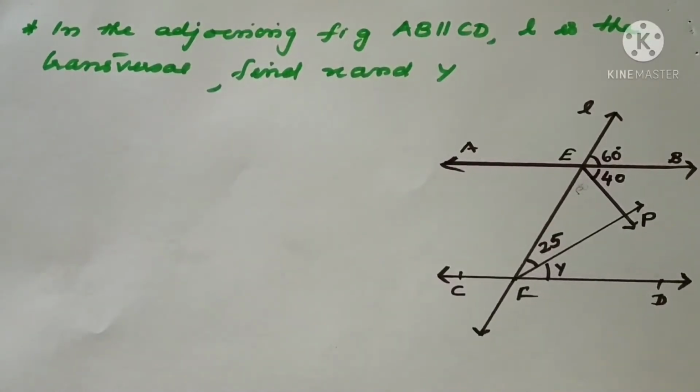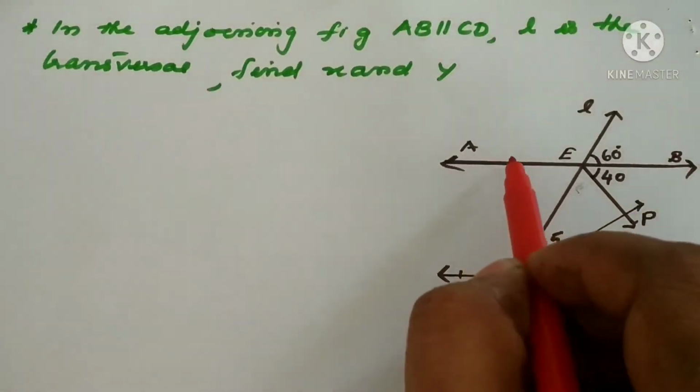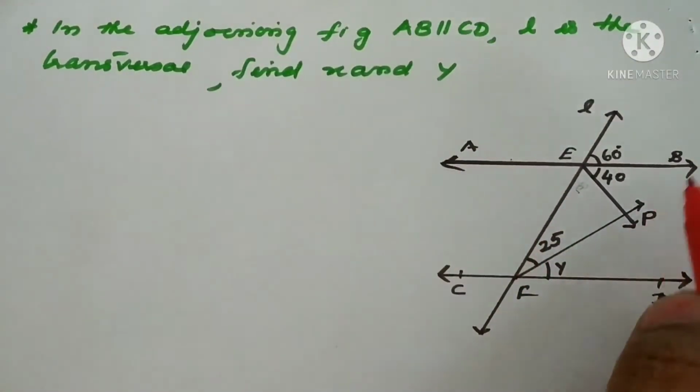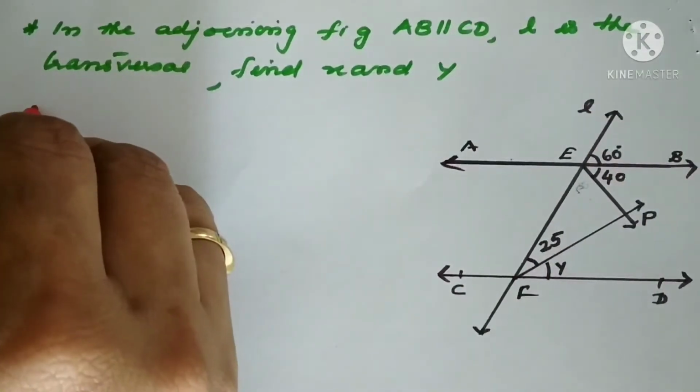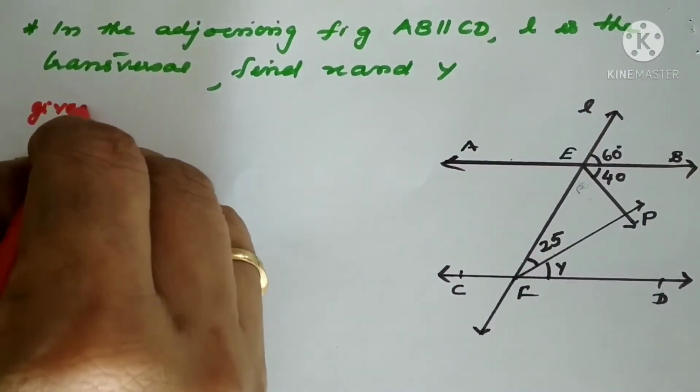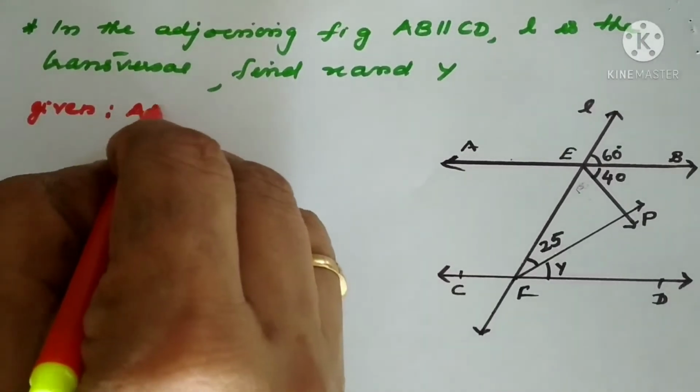In the lines and angles chapter, we are going to solve this problem. In the adjoining figure, AB is parallel to CD, which means these two lines are parallel, and L is the transversal. Find X and Y. So, what is given in the question? We will write AB parallel to CD.